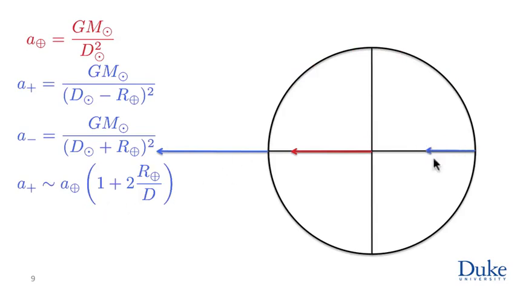And we can make a similar calculation over here. The difference will be this plus sign will turn into a minus sign when we multiply it by minus 2. So we can write the acceleration over here in a similar form.